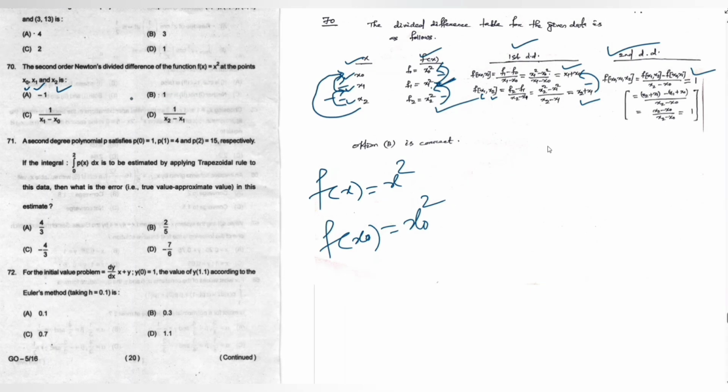Also remember that the nth order Newton's divided difference of a polynomial of degree n is equal to the leading coefficient of the polynomial, that is the coefficient of the term with the highest power or degree.